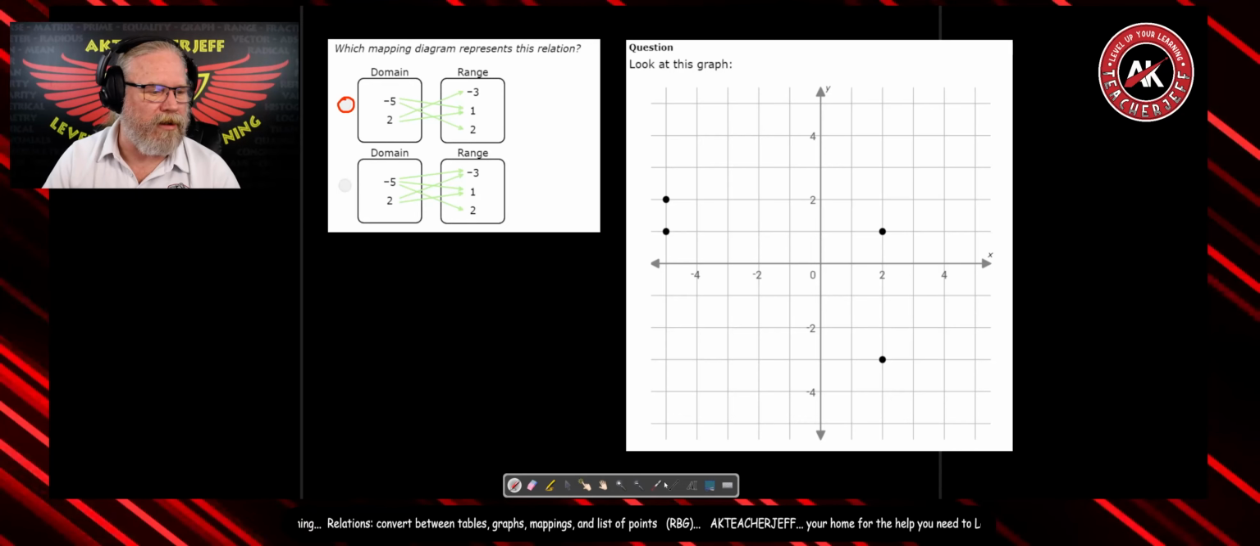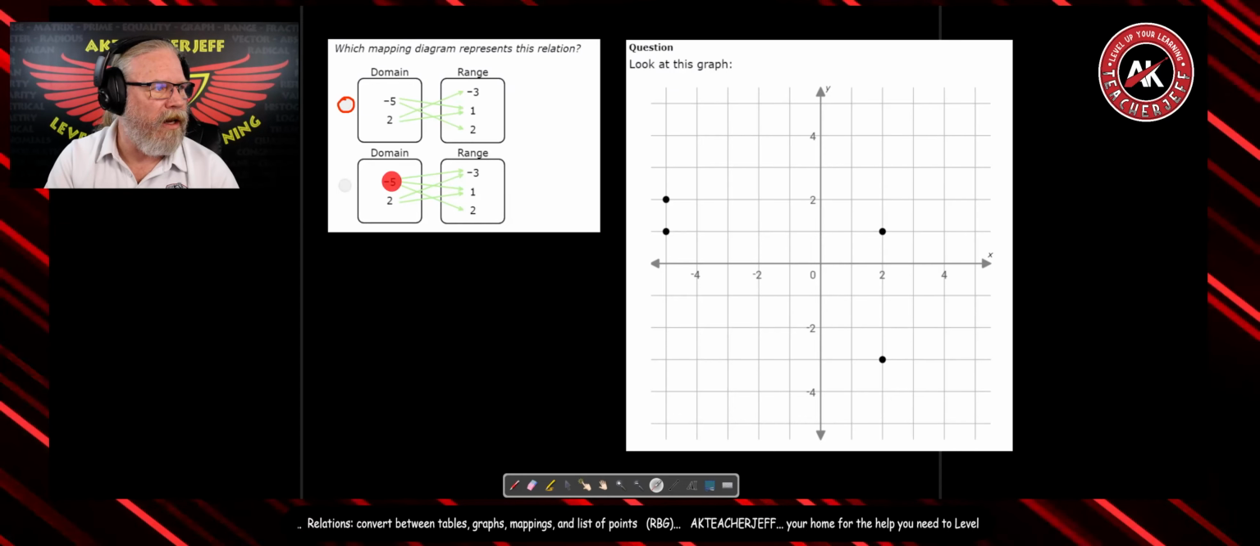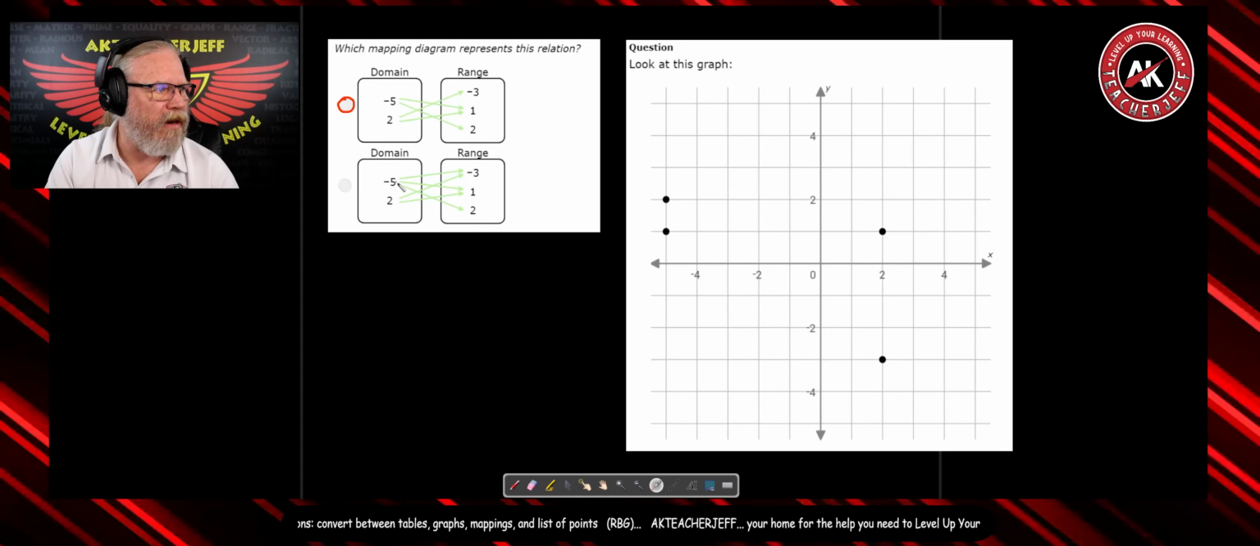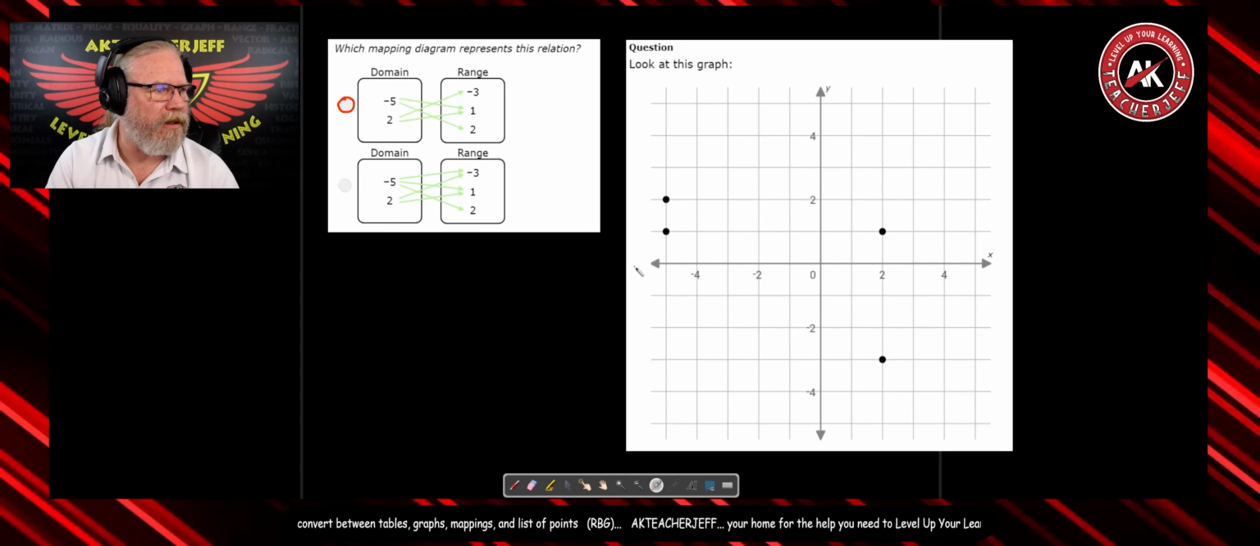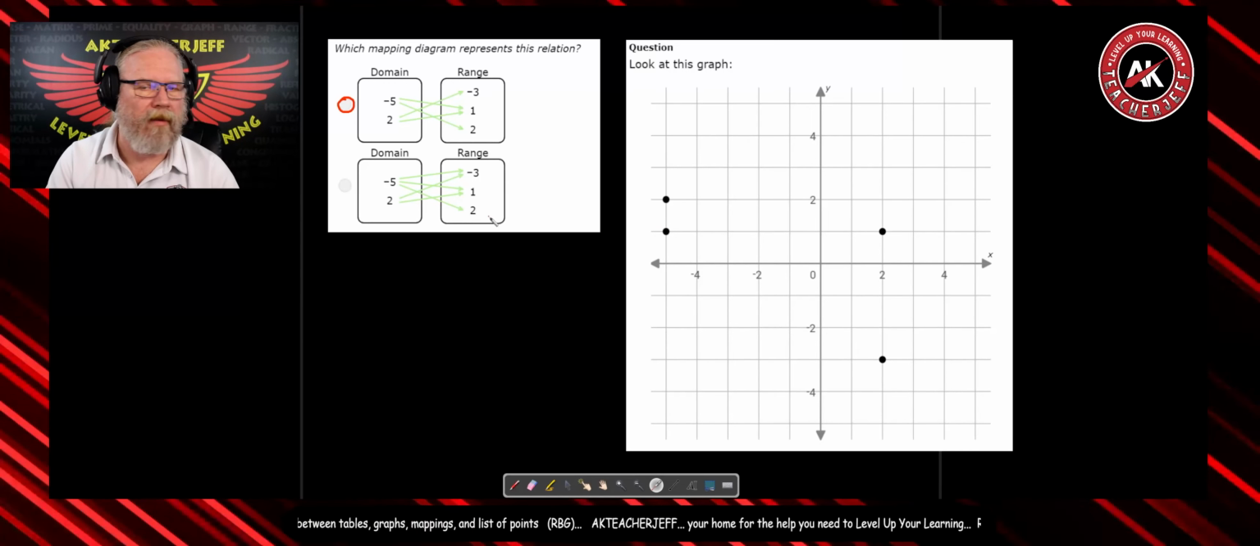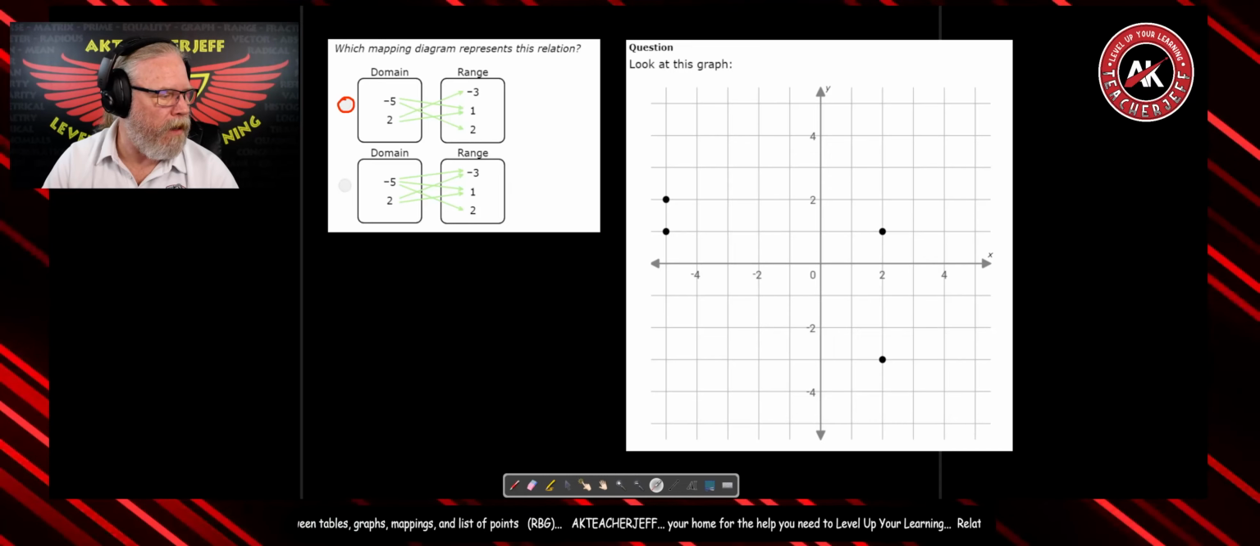Now we could go ahead and double check that second answer. Let's see. -5 is mapped to 3 things. Well, -5 is mapped to -3, 1, and 2. Well, we see at -5, there's only 2 points here, right? So we know the second one would be incorrect.